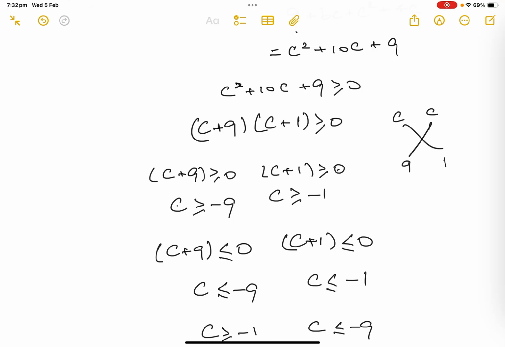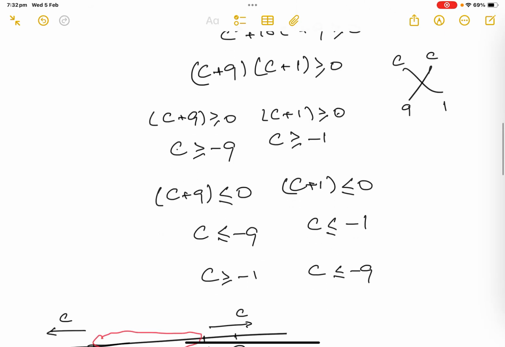So (c plus 9)(c plus 1) is greater than or equal to 0. There is our inequality. For the product to be greater than or equal to 0, both factors must be positive or both negative, otherwise it will give a negative value. Negative times negative is positive. So, c plus 9 greater than or equal to 0 and c plus 1 greater than or equal to 0, let's take this case first.